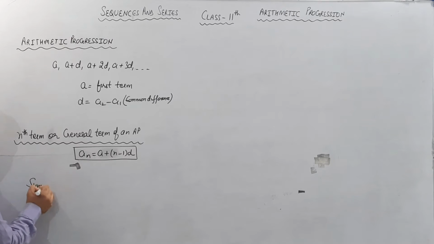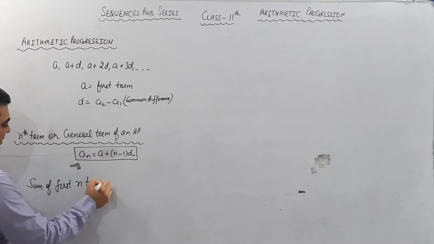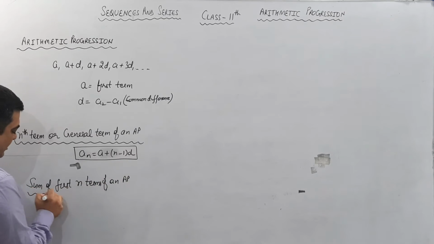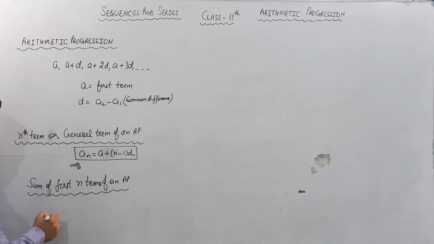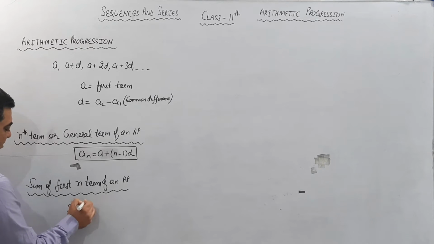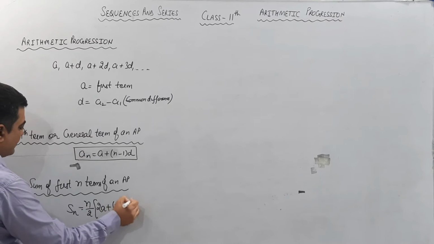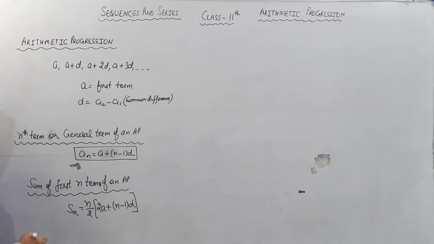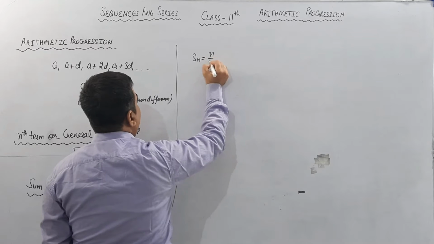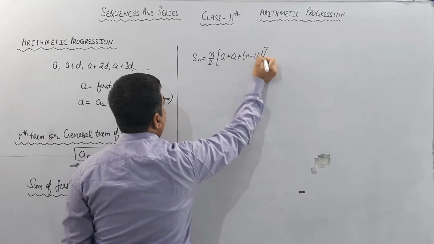After that I will write the sum of first n terms of an AP. The sum of first n terms is written as Sn. Its formula is n by 2 times (2a plus (n minus 1)d). This is also written as Sn equals n upon 2 times (a plus (n minus 1)d).